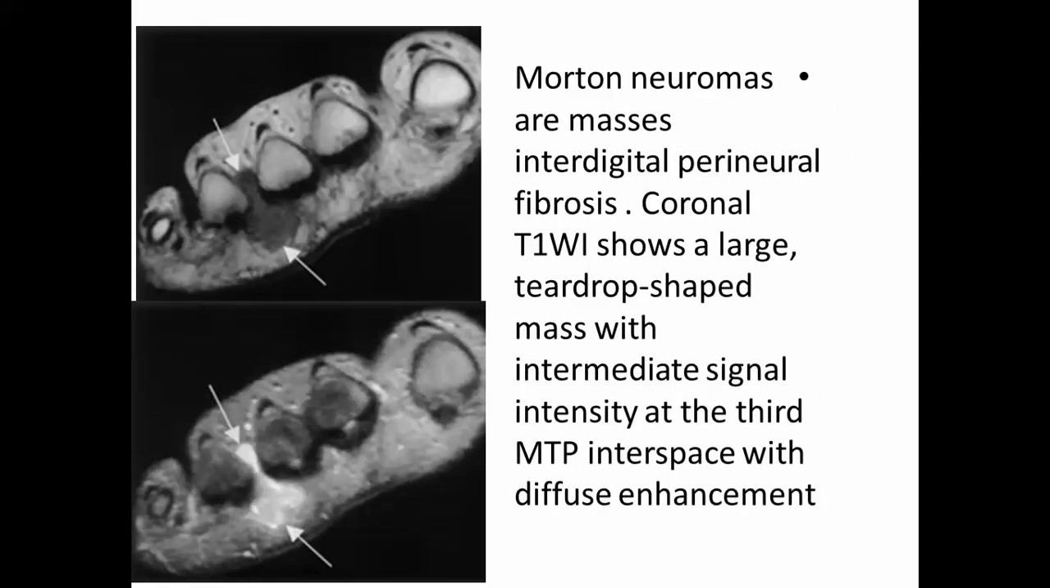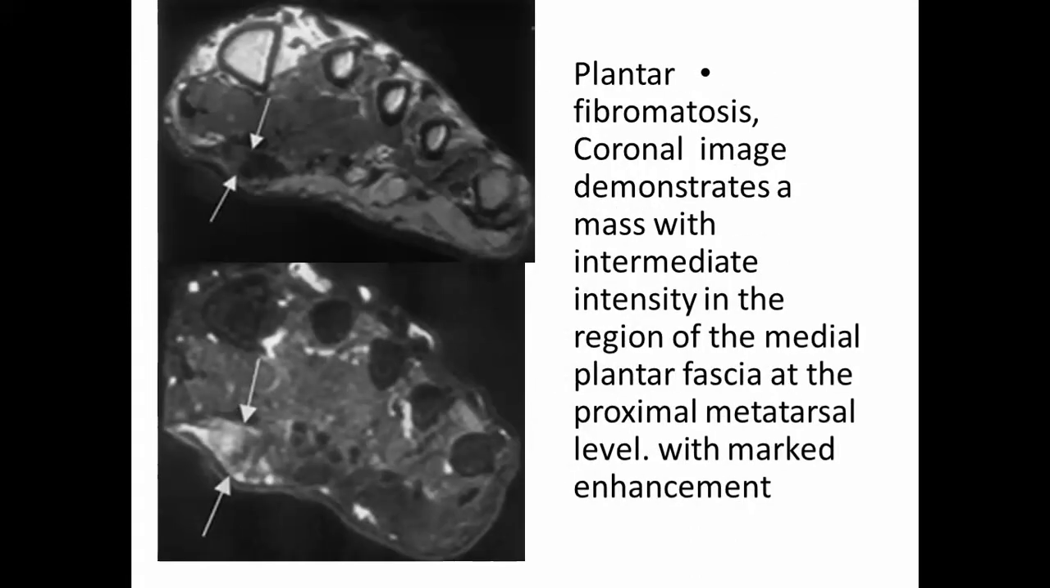Morton neuroma is a mass of perineural fibrosis, a fibroma, essentially interdigitating between the toes. And it shows diffuse enhancement. Plantar fibromatosis again shows some enhancement, and it is usually on the plantar surface, a mass of intermediate intensity, which enhances at the plantar surface of the foot.